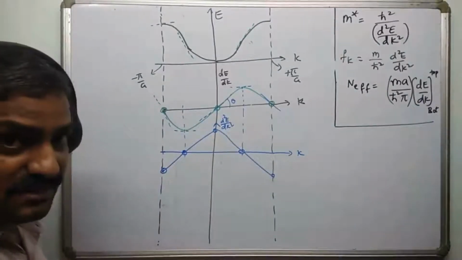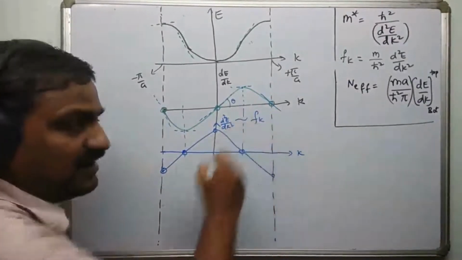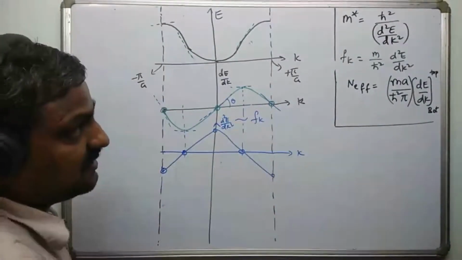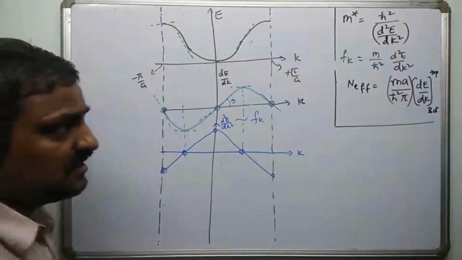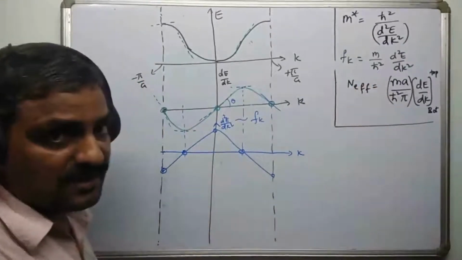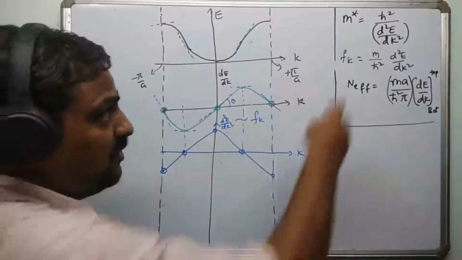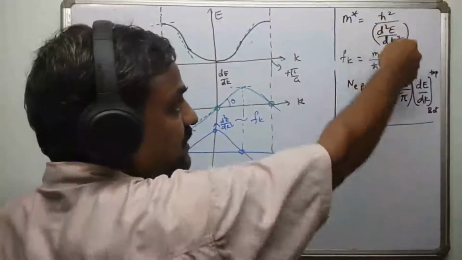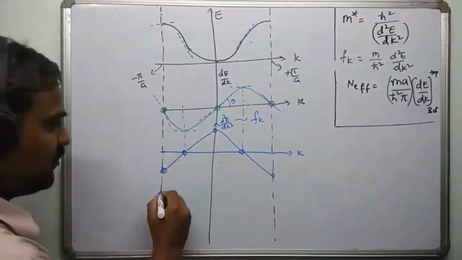We are not interested in d square E over dk square. Actually, it is representing the fk, degree of freedom, right? Because you can see fk is d square E over dk square apart from a multiplicative constant. So we are not very much interested in that. We are interested in n effective, how many free electrons there are inside, and also the effective mass m star. You know m star is the inverse of this, 1 by d square E over dk square. So take the inverse. So here we are going to plot.